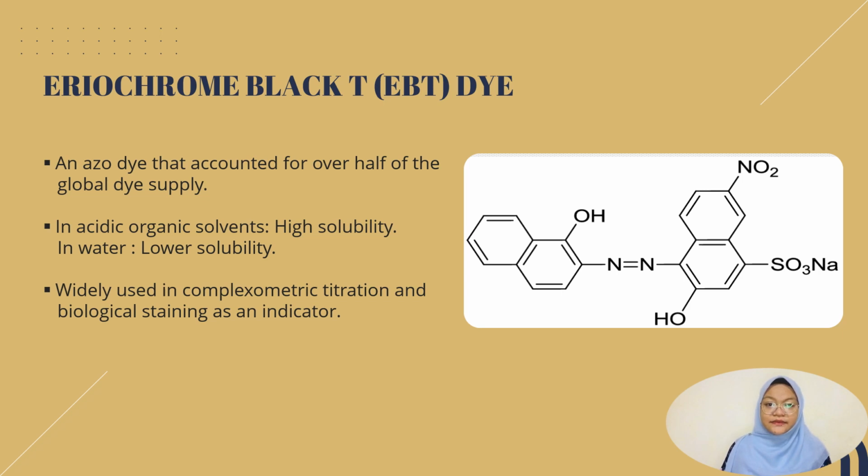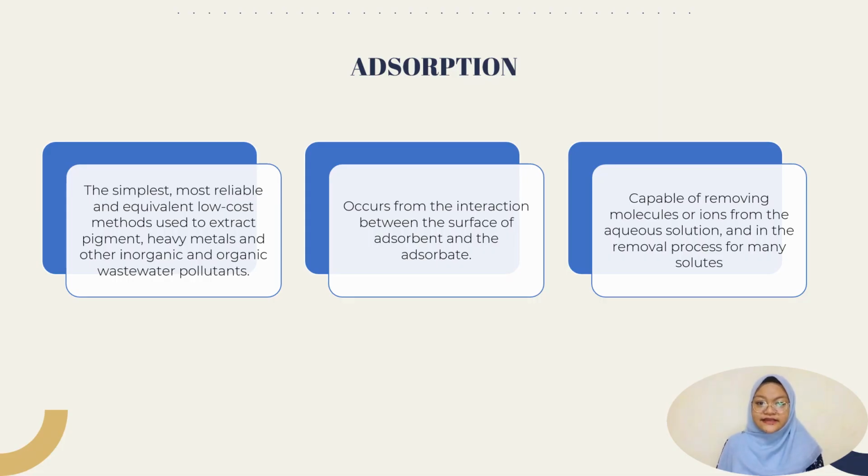Eriochrome Black T, EBT dye, is one type of dye that I'm focusing on in this study. EBT is an azo dye, and azo dyes account for over half of the global dye supply. In acidic organic solvent, EBT has a high solubility, whereas in water, it has lower solubility. The chemical composition of the EBT dye is shown in this figure. It is also widely used in complexometric titration and biological staining as an indicator. That's because of its simplicity, in which it is simpler to perform and can be implemented on a broad scale.